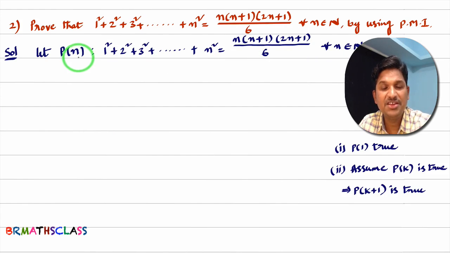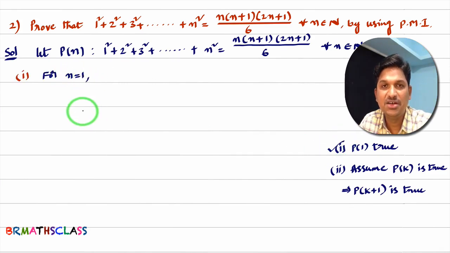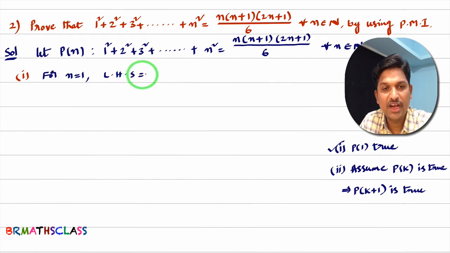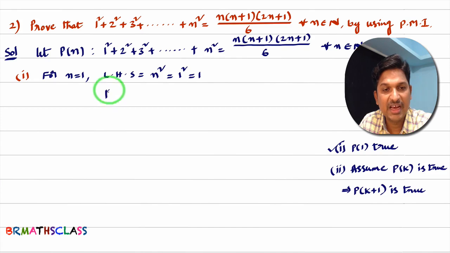After considering the given statement as P of n, we need to prove two things. First one, P of 1 is true. To prove P of 1 is true, I considered n equal to 1. So, how to prove P of 1 is true? First, you take the left hand side part. In this, you see this nth term, n square you take. In place of n, you write 1. What you will get? 1 square. 1 square is 1.